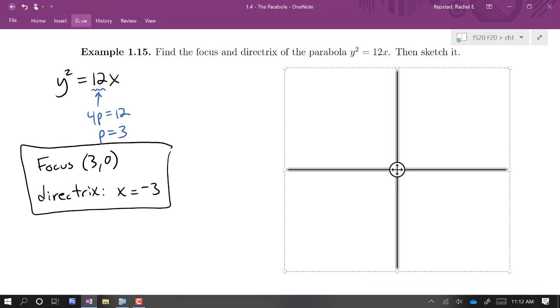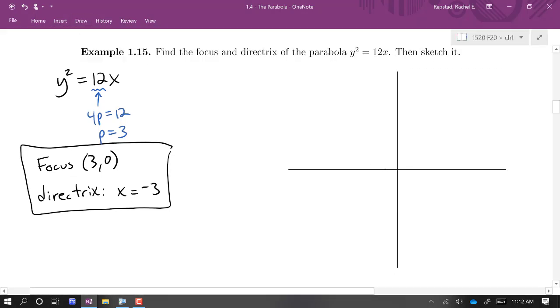Then they ask us to sketch it. So here's the focus. Here's the directrix. If we're sketching a parabola, we should include the focus and directrix. Those are the things that define the parabola itself. We know that the vertex is at the origin, because in the beginning, for all of these, our vertex is at the origin. And then we know it opens to the right.